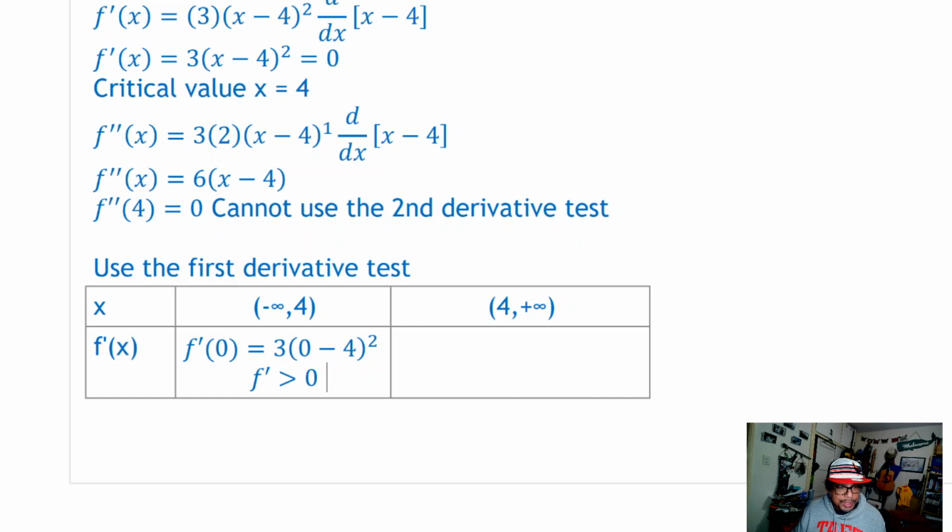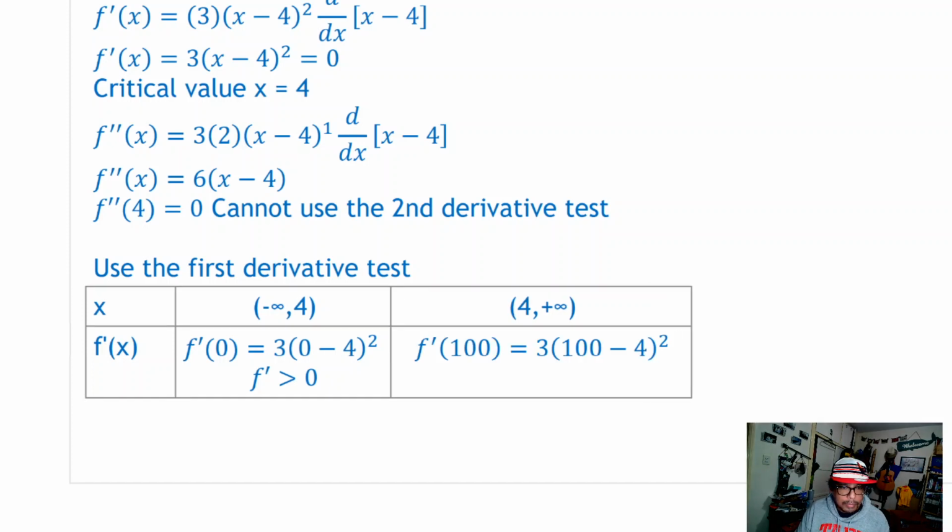And that brings us to our second interval over here from 4 to positive infinity. Let's imagine substituting something in there. I always like to think of, if I can't substitute 0, think of a really big number to substitute, because things become a little easier to analyze. So my classic is 100. This derivative is also greater than 0 for the exact same reason. You're squaring a value and then multiplying it by 3.